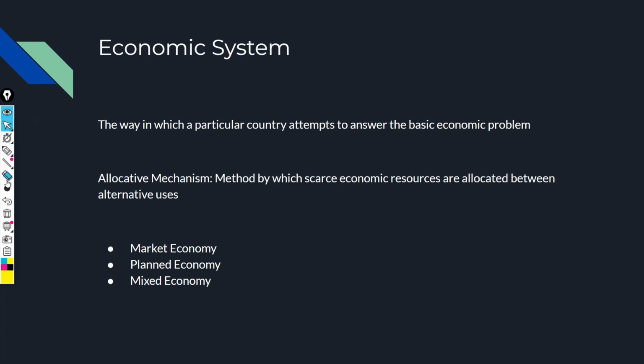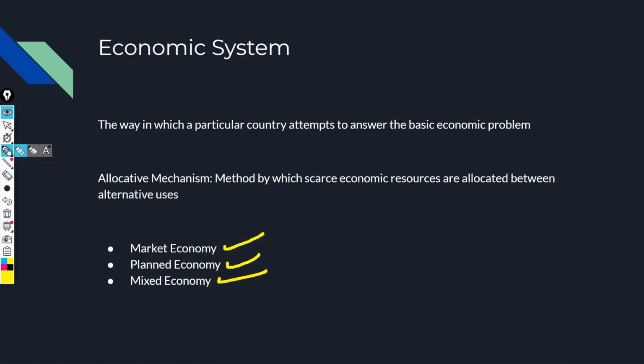And another keyword we need to learn about is allocative mechanism. It's basically how an economy's resources are allocated between different uses, and this is seen primarily through production possibility curves, which we'll look at later on. There are three types of economies in the world. There's a market economy, there's a planned economy, and a mixed economy.